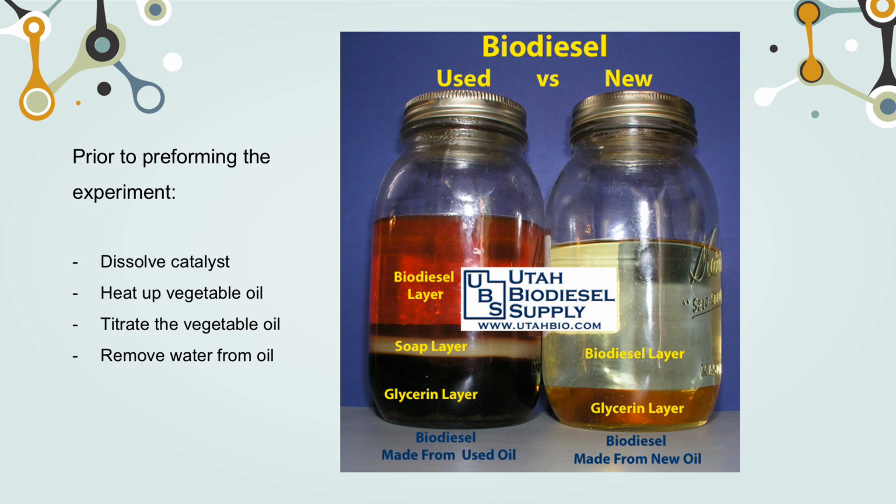Then with our vegetable oil, we need to heat it and it's mixed with the methoxide to begin the chemical reaction. Once they're mixed together, the transesterification naturally occurs and we create our biodiesel. But when the biodiesel is actually created, it's hard to attain it from the product. In this picture, we can actually see the difference between using used vegetable oil and new vegetable oil.